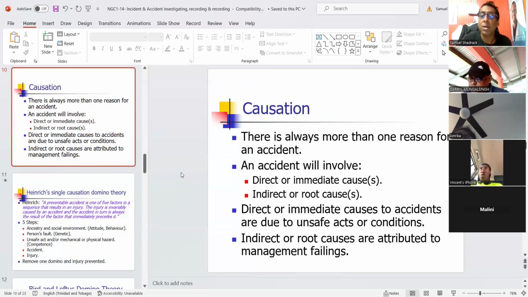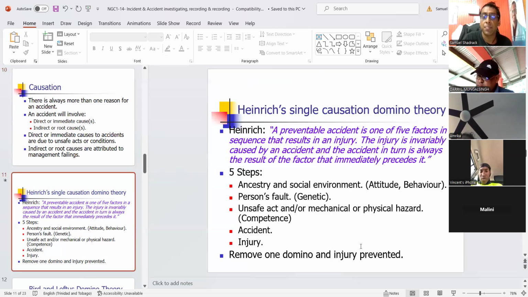All right, so there is always more than one reason for an accident. An accident will involve direct or immediate causes, and indirect or root causes. Direct or immediate causes of an accident are due to unsafe acts or conditions. Indirect or root causes are attributed to management failures. Heinrich's single causation domino theory: Heinrich said a preventable accident is one of 5 factors in a sequence that results in an injury. The injury is invariably caused by an accident, and the accident in turn is always the result of the factor that immediately precedes it. There are 5 steps Heinrich proposed for why an accident happened.